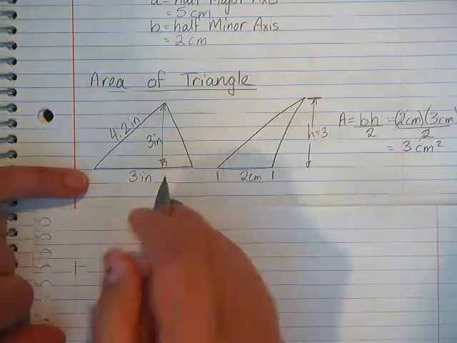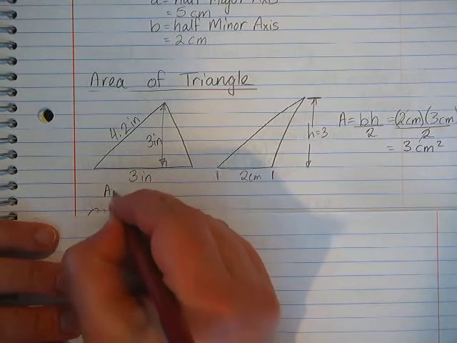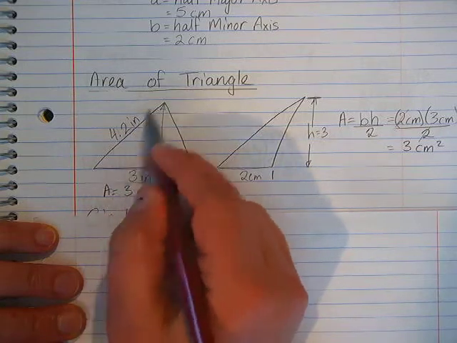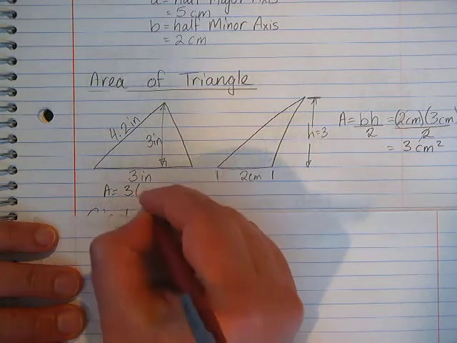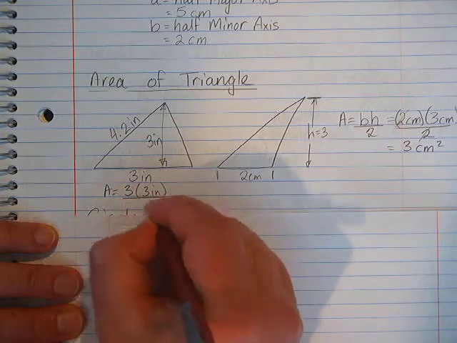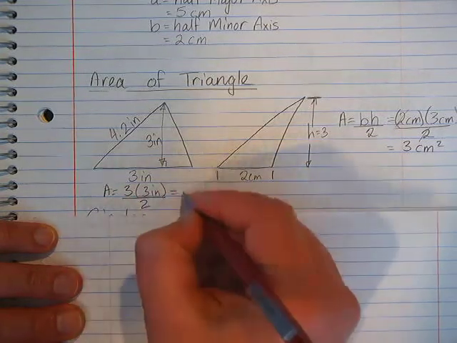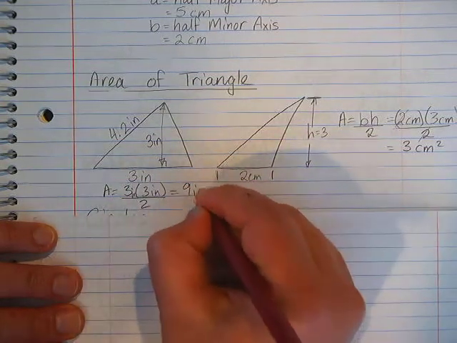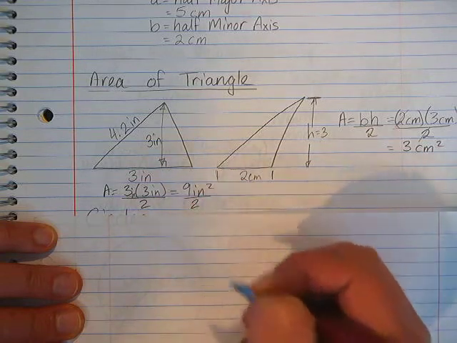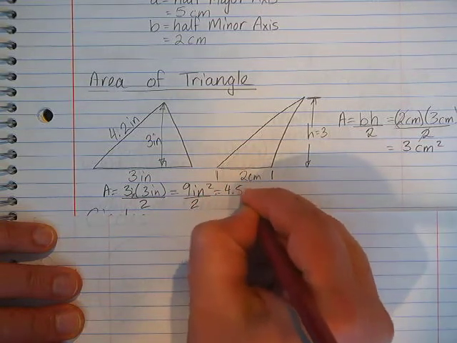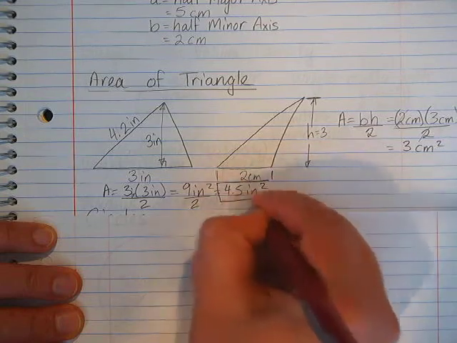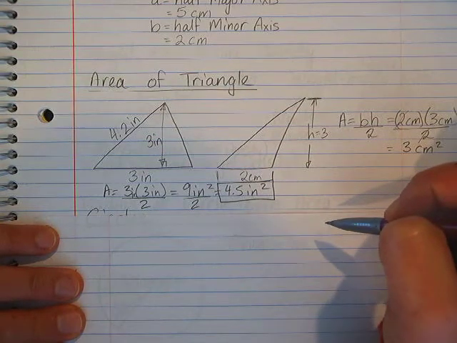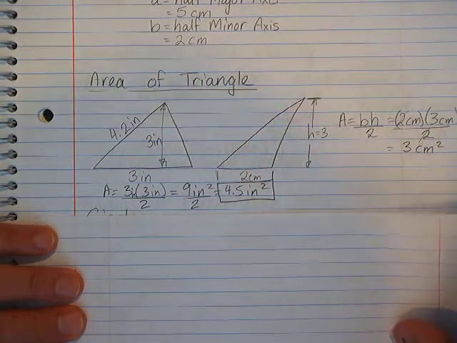All right, for this one right here, your area would be the base, which is 3, times the height. So ignore these distractors. The height would be 3 as well, divided by 2, because it's a triangle. And so that would be 9 inches squared over 2, which would be 4.5 inches squared. All right, so this one isn't too difficult. I think sometimes you just need to slow down a little bit and make sure that you're actually grabbing the height and not one of the side lengths.